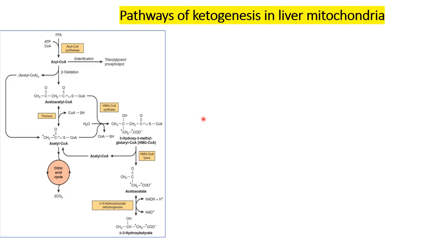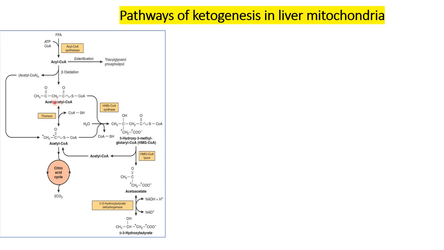Now, the pathway of ketogenesis in the liver mitochondria. Ketogenesis mostly occurs in the liver mitochondria. So here what you can see is the free fatty acid activated to acyl-CoA. Then this acyl-CoA enters mitochondria by the carnitine shuttle, and then in the mitochondria it will undergo beta oxidation, and acetyl-CoA will be one of the products of this beta oxidation of fatty acids.